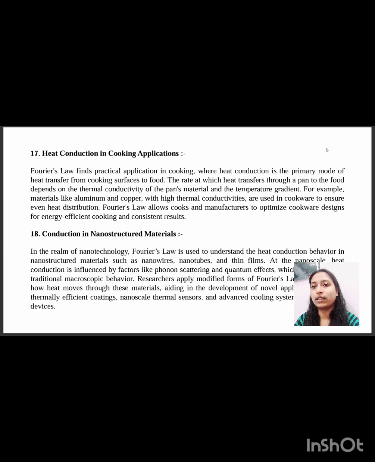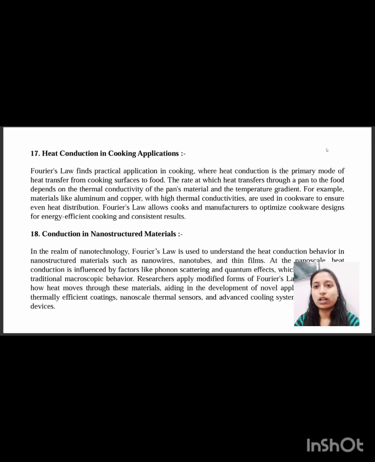For example, materials like aluminum and copper with high thermal conductivity are used in cookware to ensure even heat distribution. Fourier's law allows cookware manufacturers to optimize cookware designs for energy efficient cooking and consistent results.